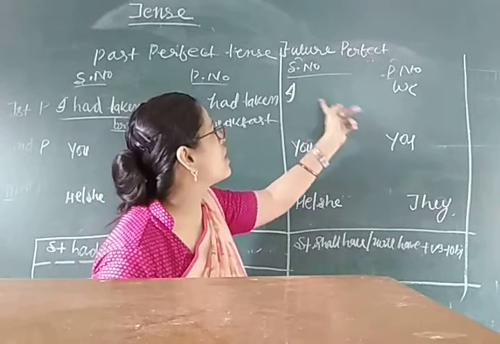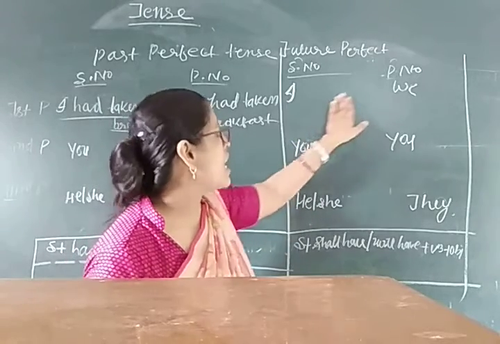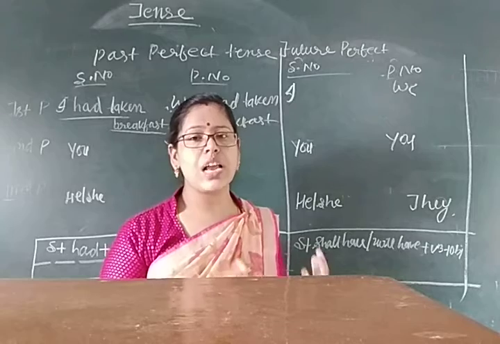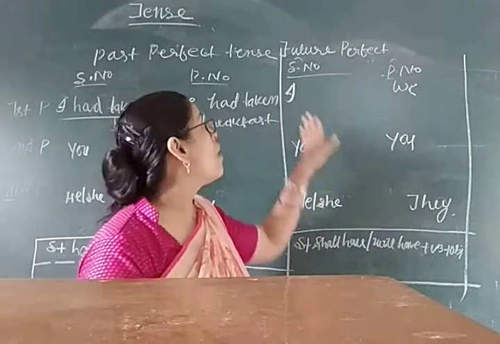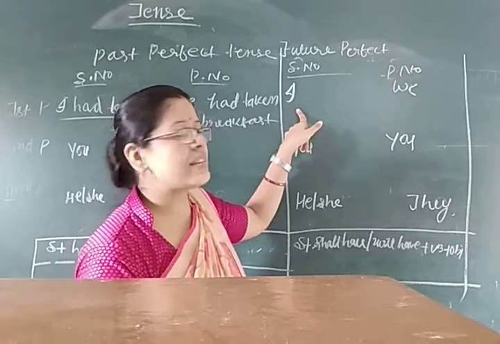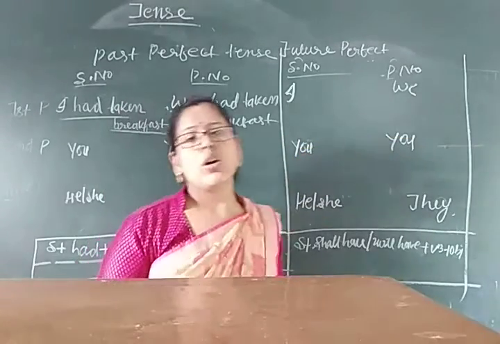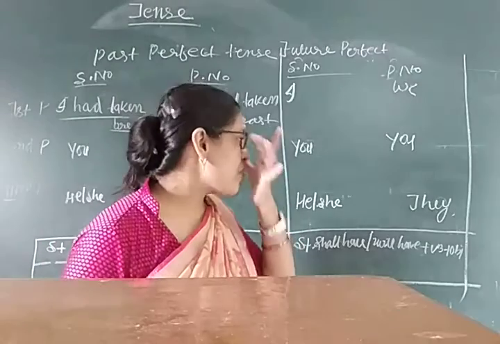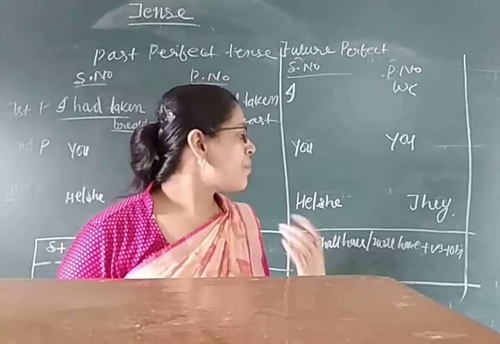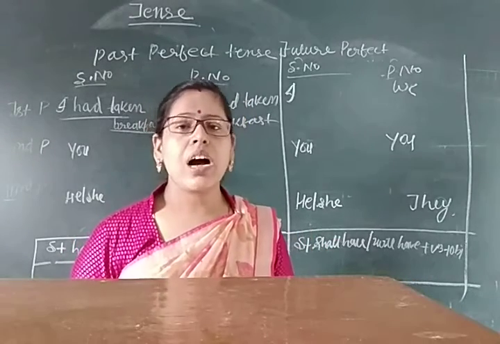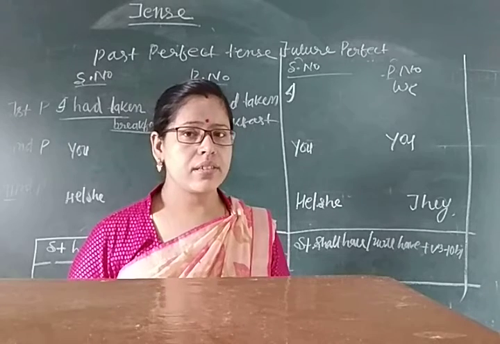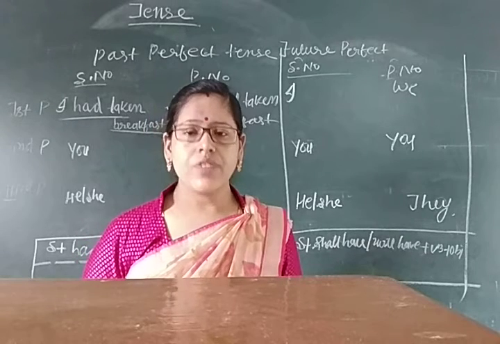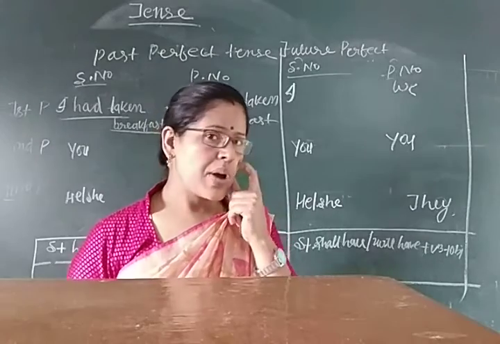Suppose that I want to take an example here. I shall have written. Okay? I shall have written. I am using the helping verb shall have along with the first person singular subject, that is I. Similarly, with the subject we, we have to use the helping verb shall have. So what we will say? We shall have completed our work. Alright. So we are talking about a future action. In future, the action will be completed. Alright.